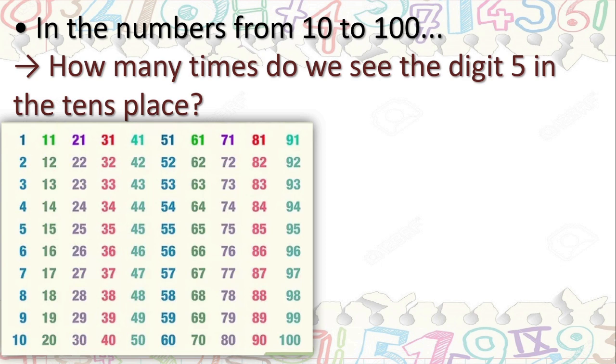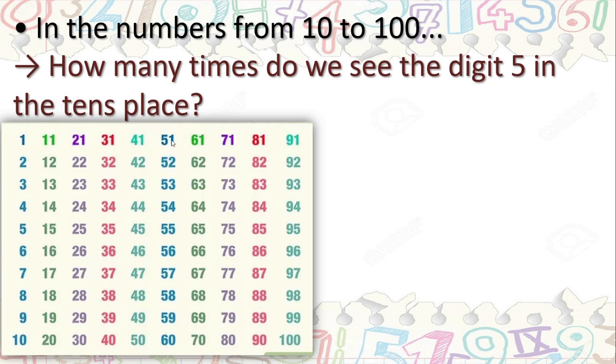Okay, here are the numbers. Now the question is, how many times do we see the digit 5 in the tens place? Remember, we have to find the numbers that have 5 in the tens place. See here, this 5 is in the unit place, isn't it? These are all 5s. They are having 5 in the unit place. Now we need the numbers in which the digit 5 is in the tens place.